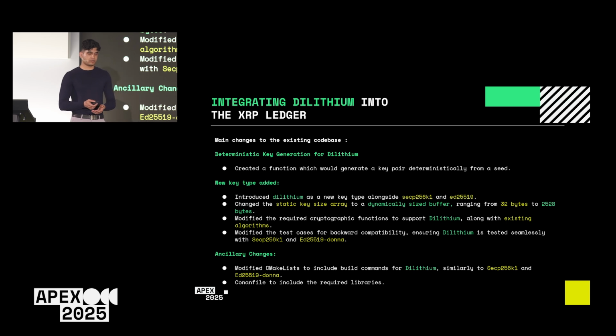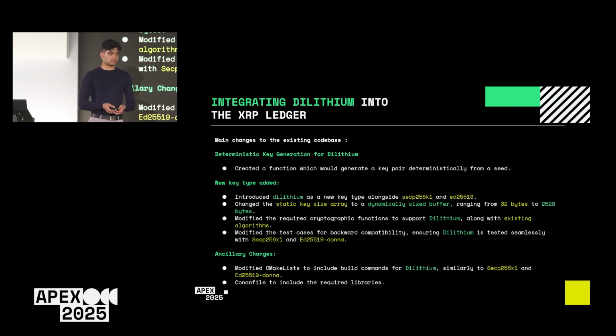One more crucial change which we made was changing the static key array of 32 bytes to a dynamically sized buffer, which would accept any key size and would verify it once the respective function is called. For example, if we input a buffer of 32 bytes, and if we use cryptographic operations by Dilithium, it would detect that the key size is not 2,528, so it will result in an error.